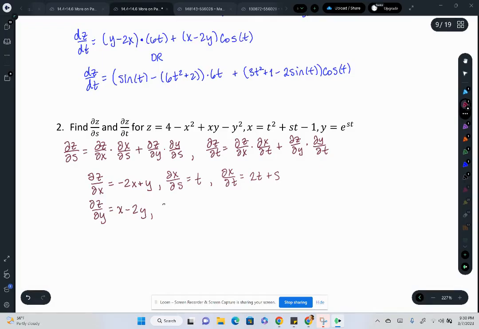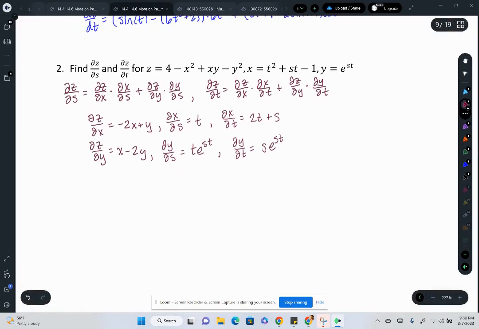Okay, those are all my x derivatives. Now I want my y derivatives. I need del y/del s. Y is e to the st, so the derivative of y with respect to s is e to the st times the derivative of st with respect to s, which gives us a t in front. Del y/del t is also going to be e to the st, but then times the derivative with respect to t of st, which gives me an s out in front. Okay, I have my parts. I'm going to plug them in.